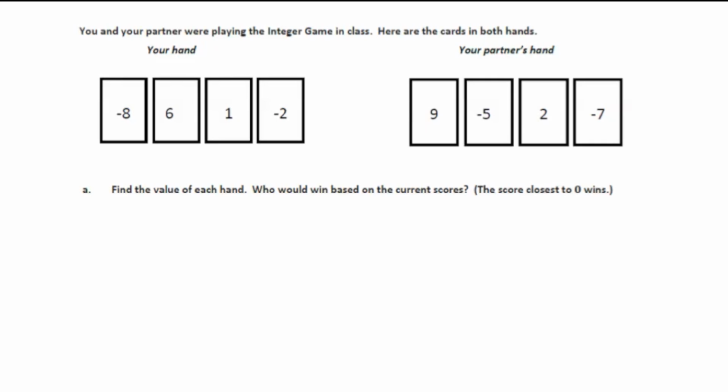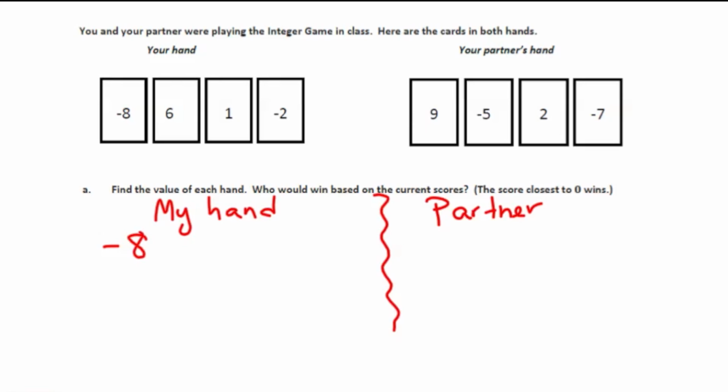Well, first let's figure out the value of each hand. I'll first figure out the value of my hand, and then I'll figure out the value of my partner's hand. In order to figure out the value of the hand, I have to add the cards. So let's start with my hand. I'm going to have to add -8, 6, 1, and -2. The easiest way to add the numbers is to add the negative numbers together and the positive numbers together.